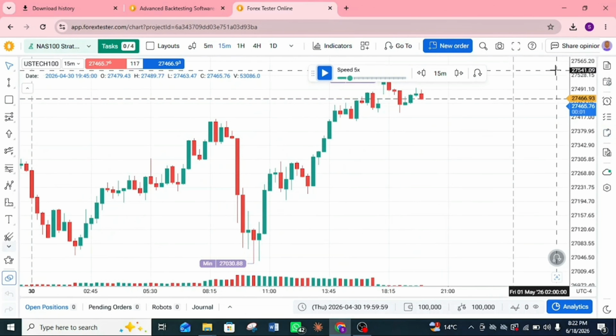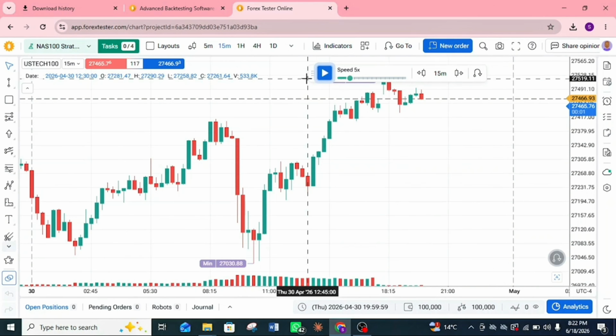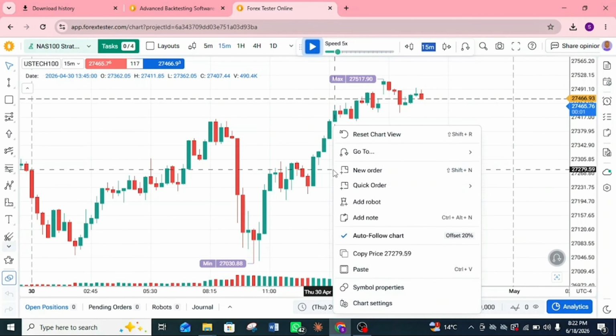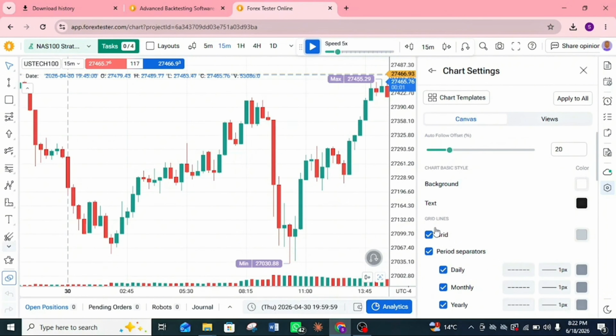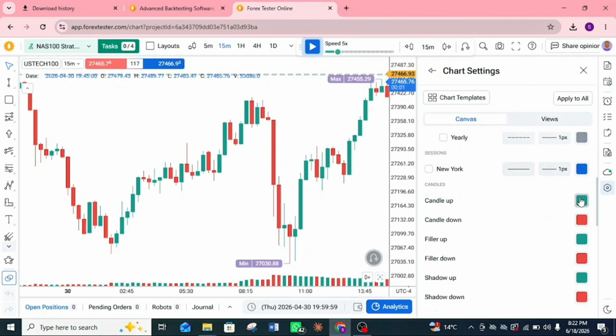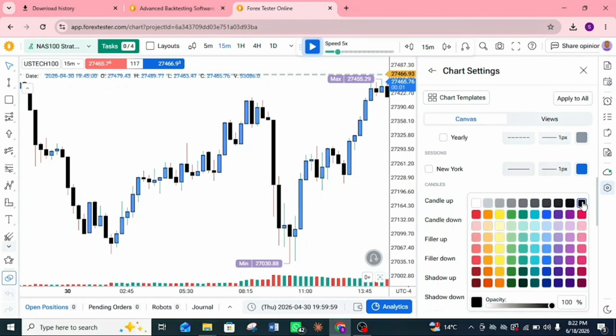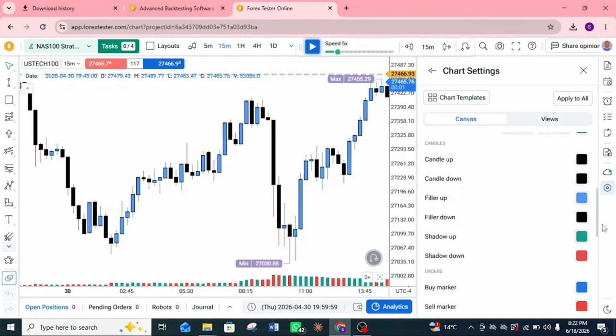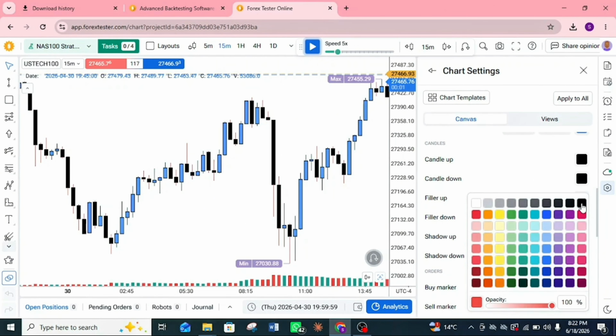And now I'm going to slightly modify this chart here. I go to chart settings. I remove the grid. I remove the period separators. This is what I like to use. And then candle up, black, candle down, black, filler up, it's blue, filler down, black. And use black again, yeah, black again.